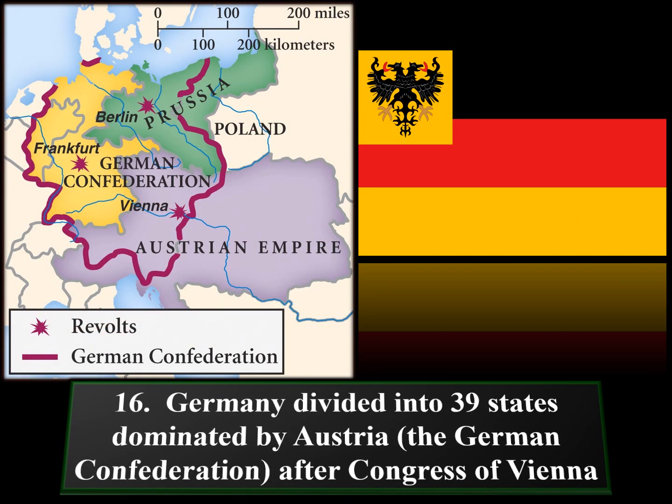Now, in Germany, we have a unification movement happening in the second half of the 19th century as well, after the failed attempt in 1848. Now, let's talk about Germany, which really was not a place. It was a German Confederation. Germany was divided into 39 states, dominated by some of the bigger states like Austria as part of the German Confederation, and also Prussia as another part of the German Confederation.